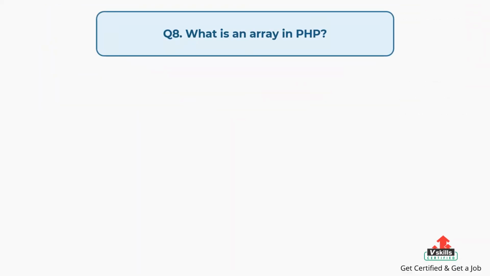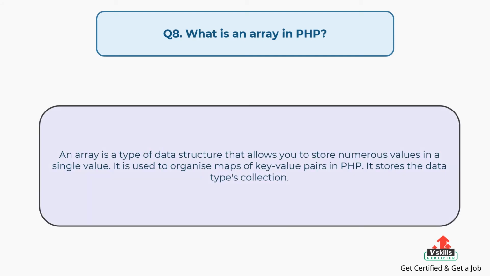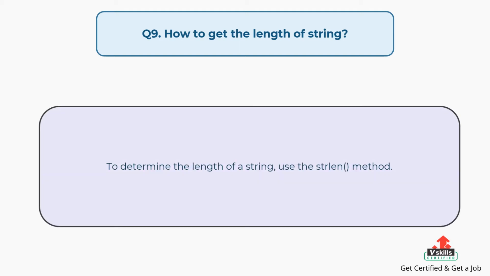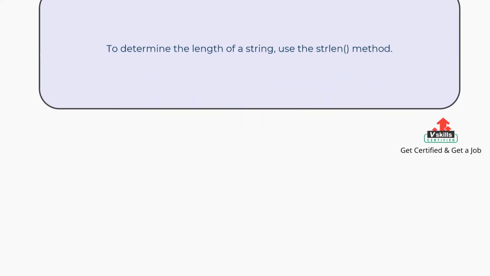Question number 8. What is an array in PHP? The answer is: an array is a type of data structure that allows you to store numerous values in a single value. It is used to organize maps of key-value pairs in PHP. It stores the data types collection. Question number 9. How to get the length of the string? The answer is: to determine the length of a string, use the strlen method.